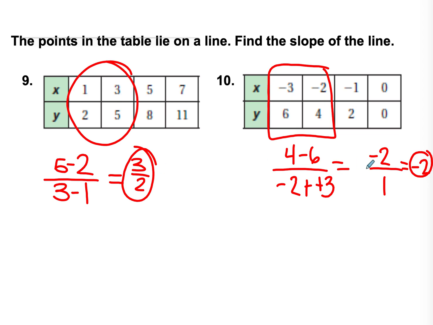And then number 10, I did the same thing on the top. You have to put the y's on the top. I chose to do the second column first. So I did 4 minus 6, that's -2. That's the top part of my ratio.